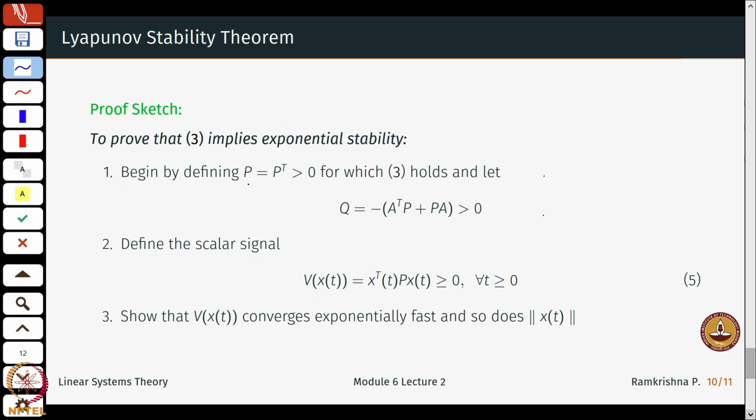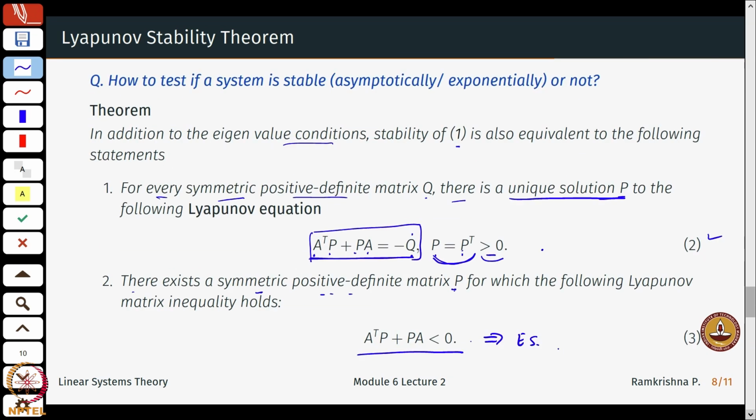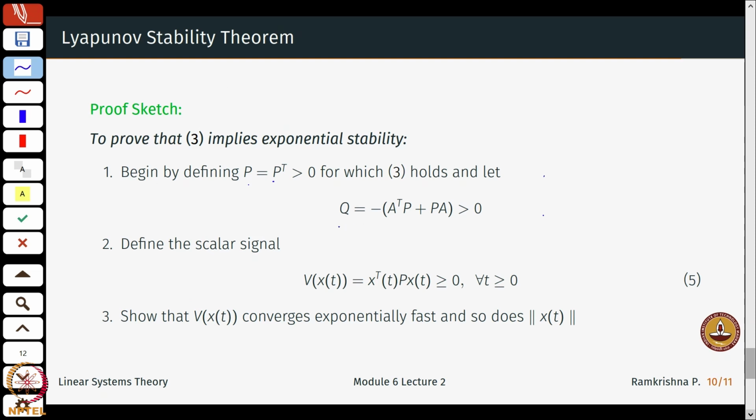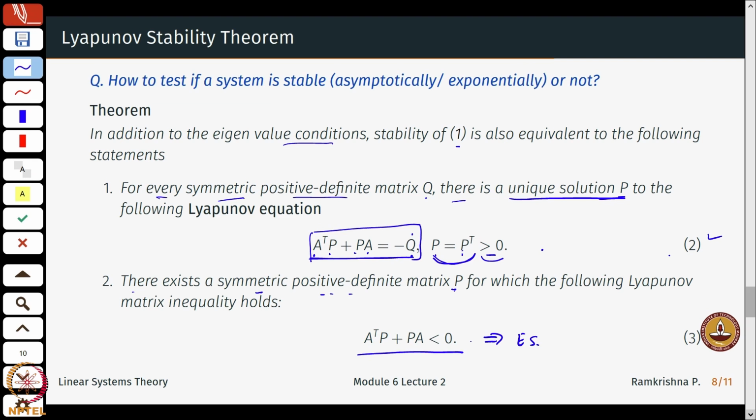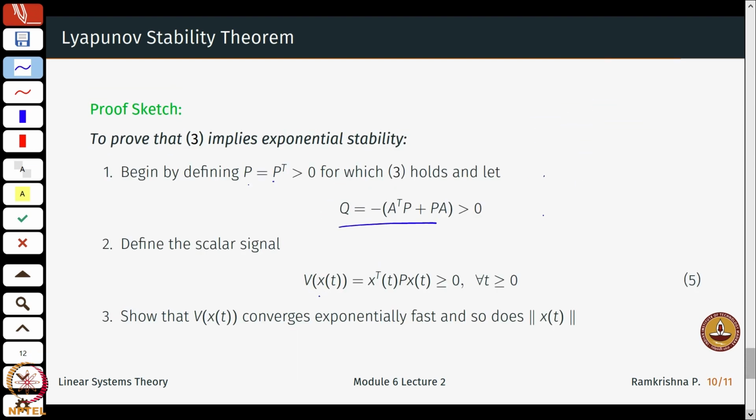Okay. So I start by defining a P which is again symmetric, positive definite, for which 3 holds, this one, and I define this quantity like this. This comes from say equation number 2. Now, I define another quantity, a scalar signal, where x comes from R n. If I show that V of x of t converges exponentially fast, then the norm of x of t will converge exponentially fast, and this will also mean that the solution of our original system converges exponentially fast, resulting in exponential stability. Okay, we will write that down one by one and then check for ourselves.